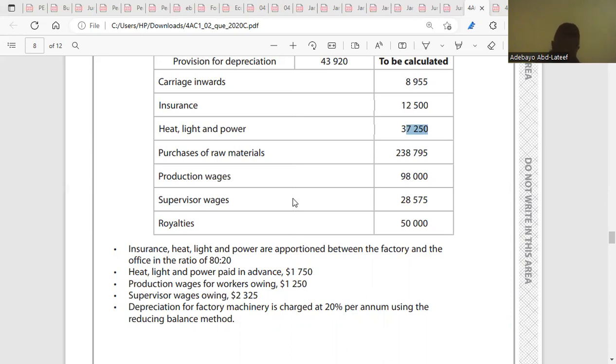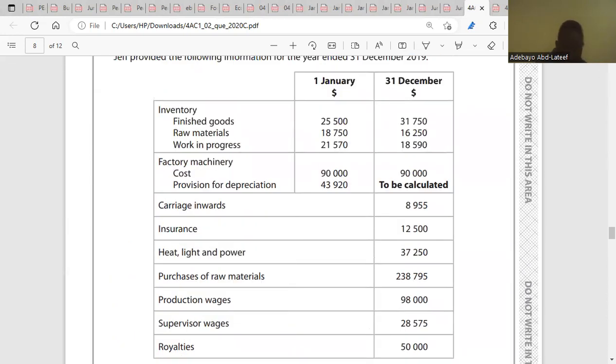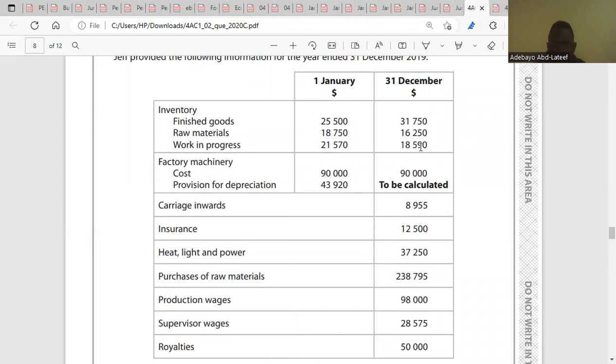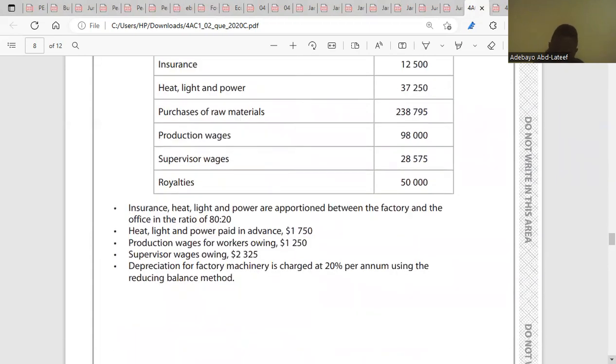Then, what else do we have? Now we had our opening inventory. Opening inventory of work in progress, 21,570. You add it to it. Then you less the closing inventory of work in progress, which is 18,590. So when you less it from it, your total will be your cost of production.